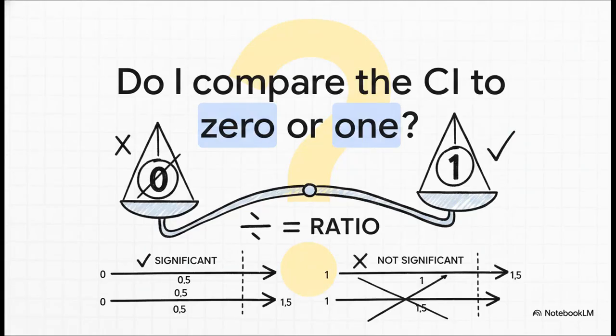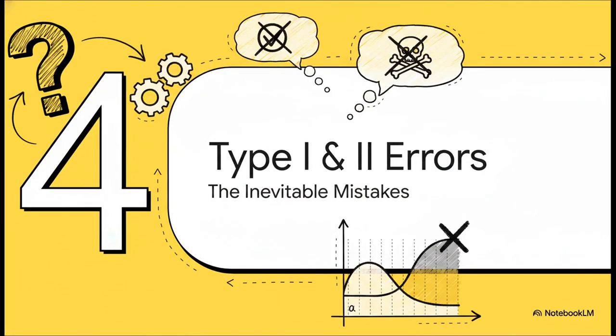So let's do a quick board-style check. When you encounter a practice question about relative risk on your exams, I want you to literally stop and pause. Force yourself to actively retrieve the correct magic number in your head before you even glance at the multiple choice options. Think about it. Relative risk is ratio data. Ratio means division. Therefore, you absolutely must compare that confidence interval to the number 1, not 0. If it crosses 1, it's not significant. Simple as that. Let's move on to Section 4, Type 1 and Type 2 errors.